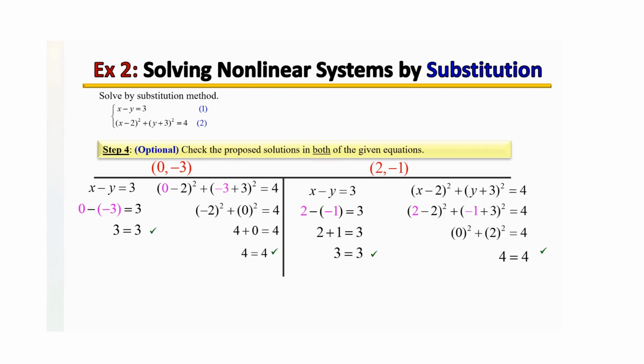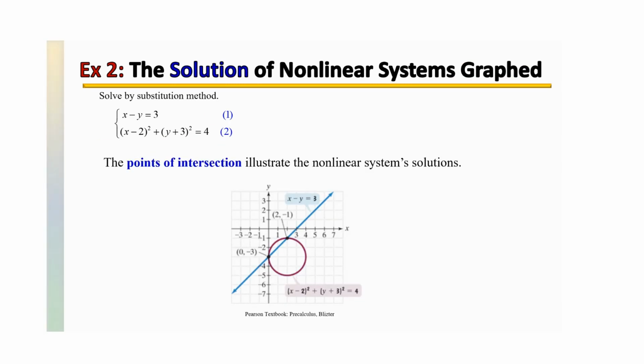Remember, if you're not sure about your solution, you can always plug it back in. When you plug it back in, if it leaves you with a true statement for both equations and both solutions, that is your proof that it is indeed your solution. And here is what a graph of your solution looks like. Remember, the points of intersection illustrate the nonlinear system solution. Our graphs intersect at (0, -3) and at (2, -1). Therefore, those are our solutions.